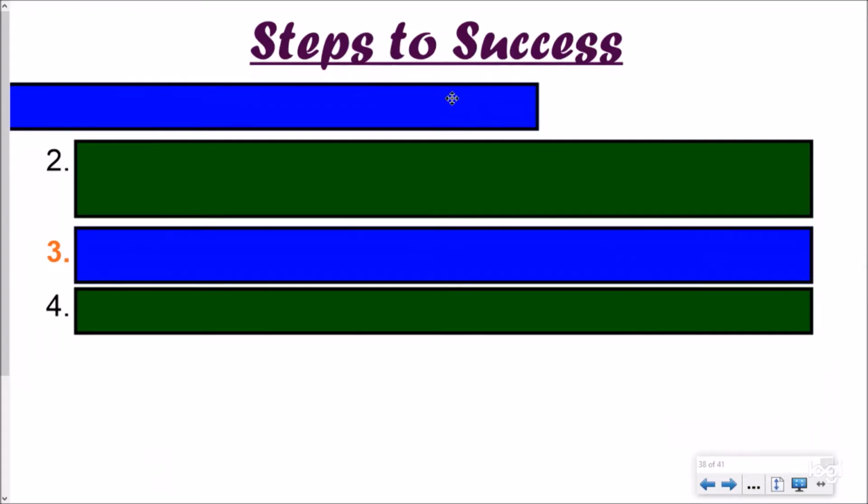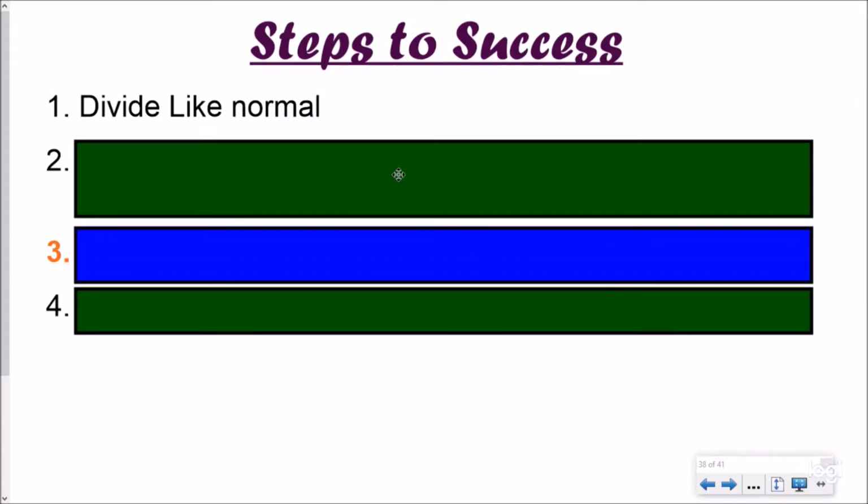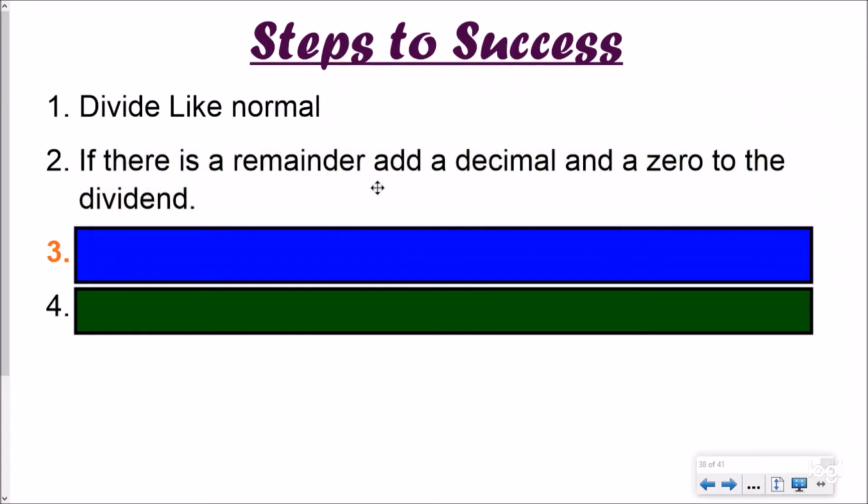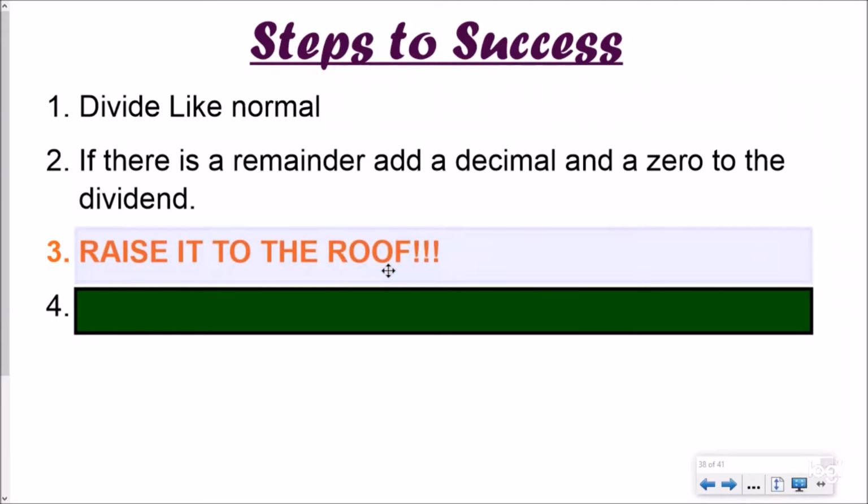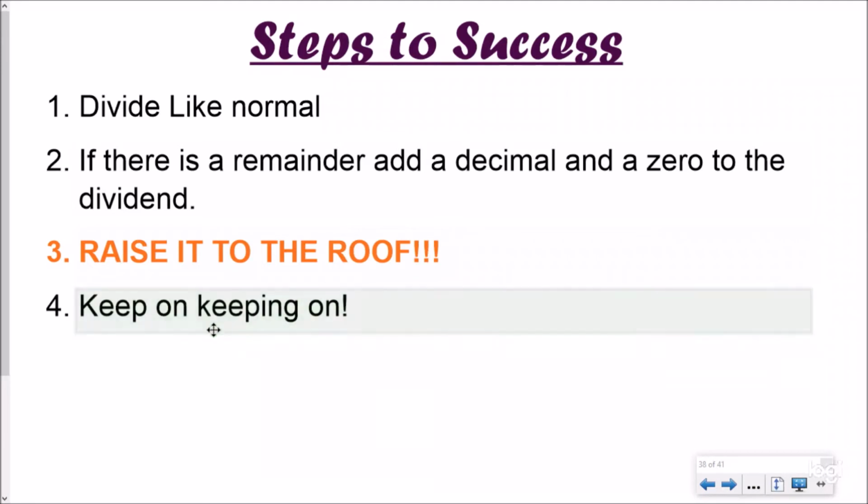So our steps for success. Number 1, we're going to divide like normal. Number 2, if there is a remainder, and if there isn't a decimal already, we're going to add a decimal and a 0 to the dividend. We're going to raise our decimal to the roof, just like we've been following the same steps, right? If it's in the dividend, you raise it to the roof.